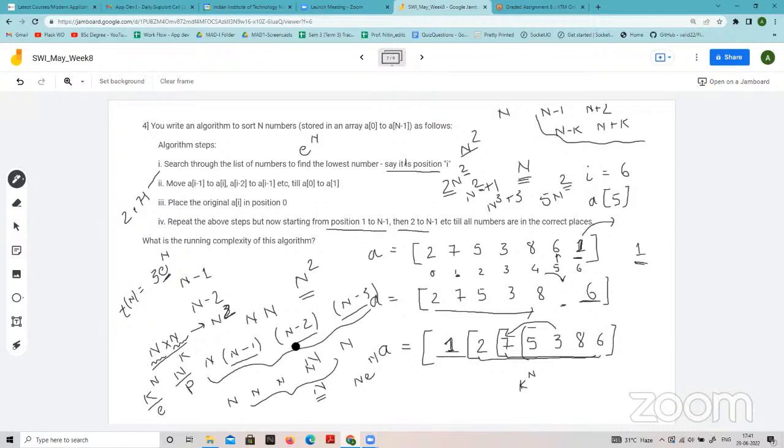A variable in the power will definitely make it exponential. A constant in the power will always be polynomial. Okay. Any other issues? Any other doubt?